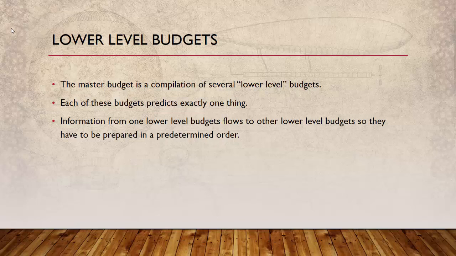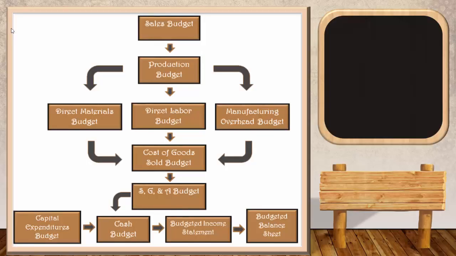production. Information from one budget will flow to another budget, so you have to prepare a master budget in a preset or predetermined order. And that order is this. It starts with the sales budget, how many units you expect to sell and what your proposed selling price is to figure out what amount of revenues you expect to make. From there you go to the production budget, which is how many units you plan to produce in order to make that level of sales and the timing of your production.